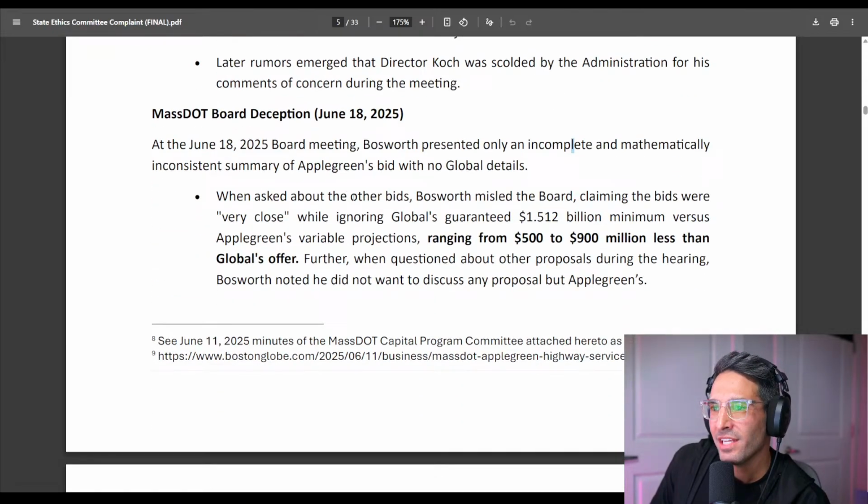Here's a good one. When asked about other bids, Bosworth misled the board, claiming the bids were very close. This is close? While ignoring Global's guarantee of $1.5 billion minimum versus Applegreen's.